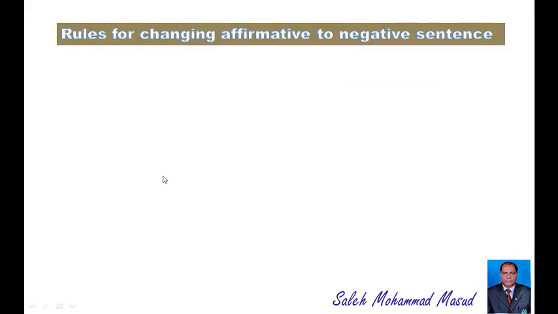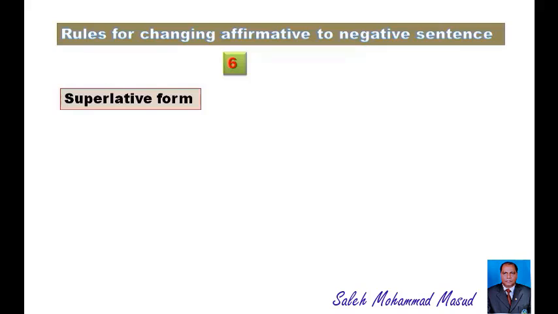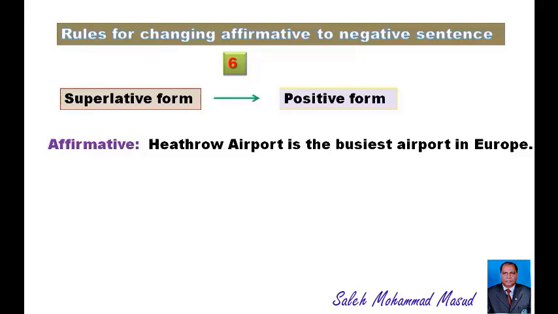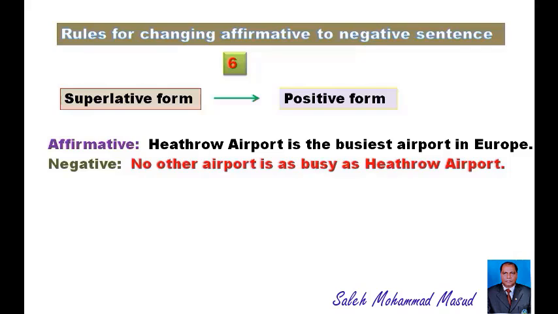Number 6. Superlative form of adjective will be replaced by positive form, and accordingly change your sentence to make it negative. Heathrow Airport is the busiest airport in Europe. Here we find the superlative form. Make it positive to turn it into a negative sentence. Negative sentence here: no other airport is as busy as Heathrow Airport.